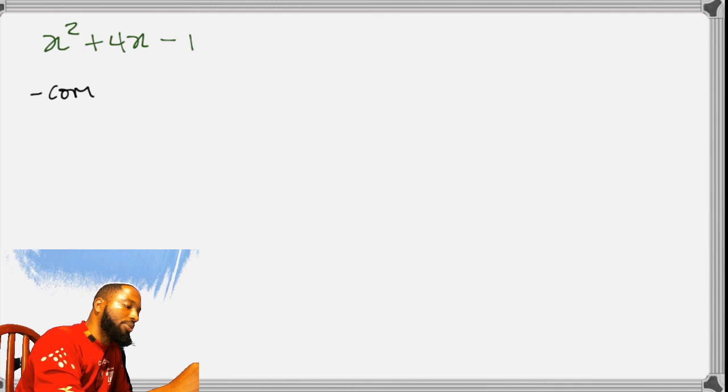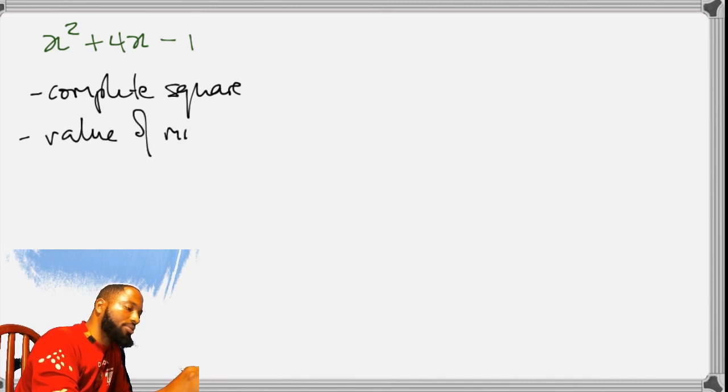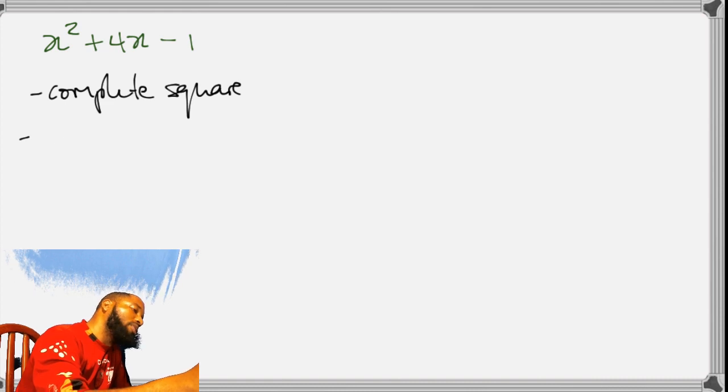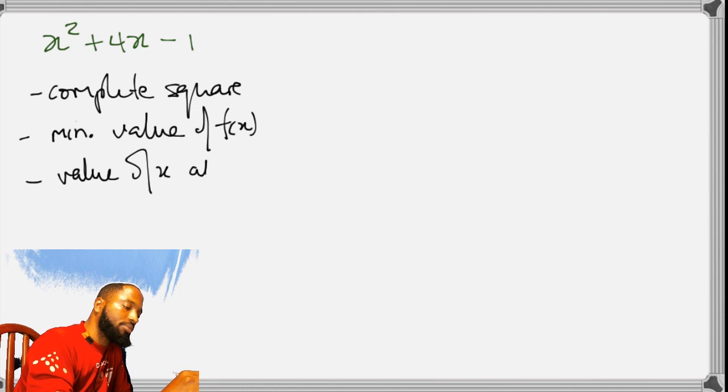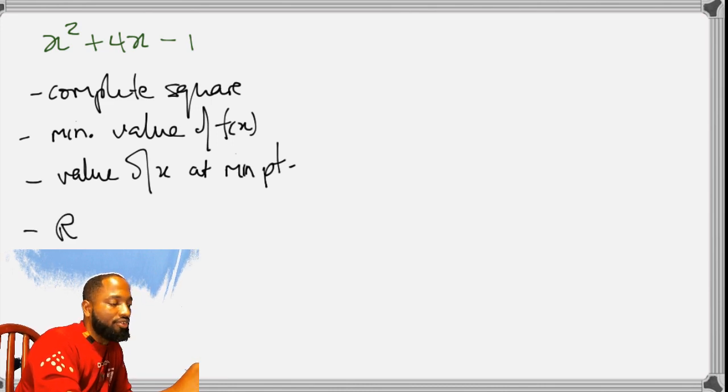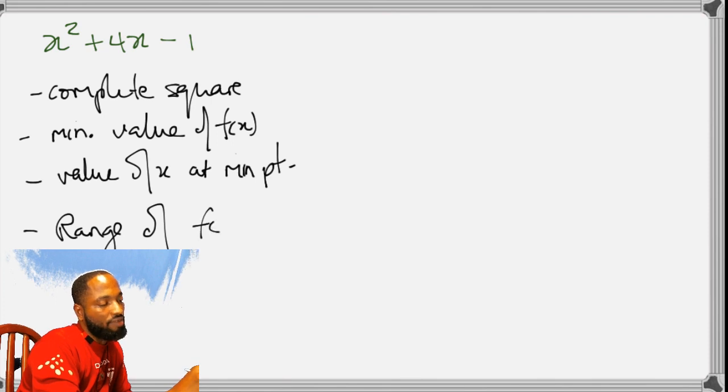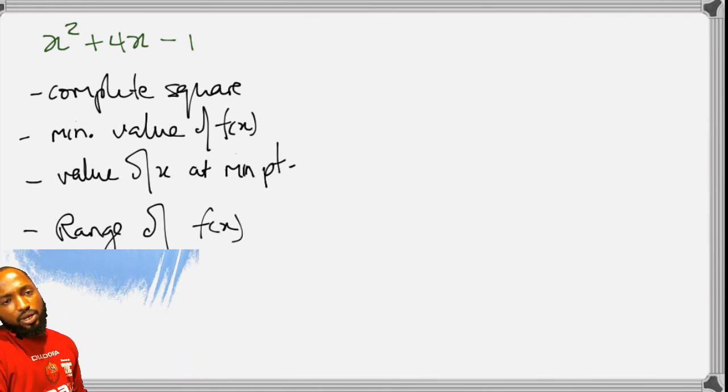Let's try another question: x squared plus 4x minus 1. Didn't mean to write it in green, but whatever. So complete the square. Then find the minimum value of f of x, and then find the value of x at the minimum, and then find the range of f of x. Whew, that's a lot, but we just do the question like that.